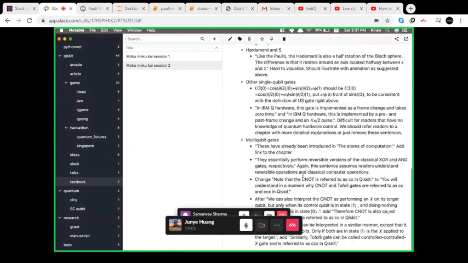And another part, I think there was some part mentioning hardware. It was out of nowhere. Personally, I don't understand what a frame change is, what pre-frame and post-frame change are, and what an X pi over 2 pulse is. I think hardware control is difficult for people to understand, unless we include a section to give some idea, or we just remove it.